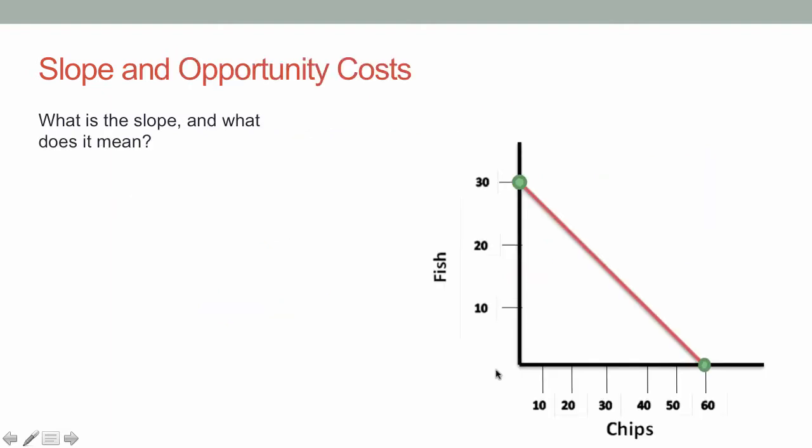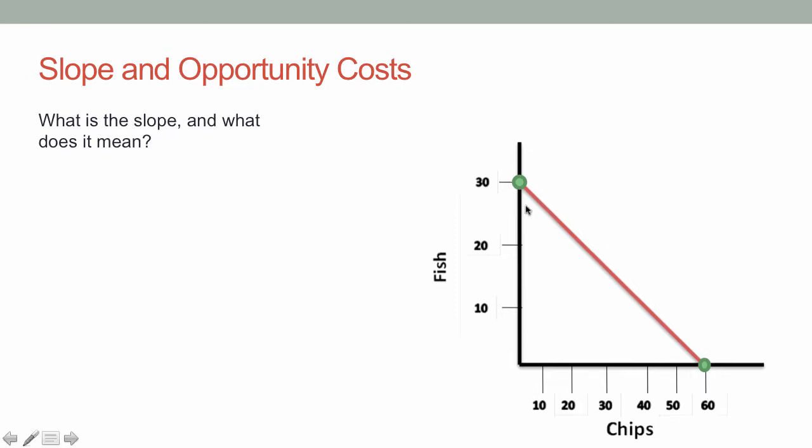All right, so we've got slope. We reviewed slope. It's this idea of change and how I use it to describe linear equations. But in this class, we're going beyond. We're trying to figure out how to use it in a way that makes sense for economics, for money, for practical purposes. So let's go back to our fish and chips. What is the slope and what does it mean?